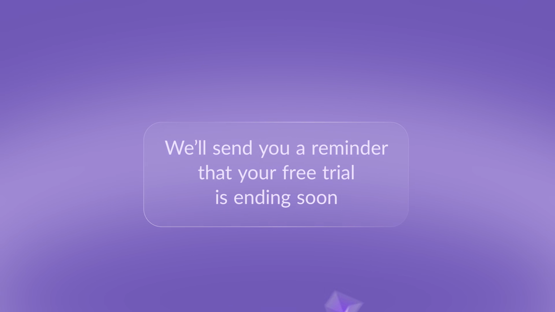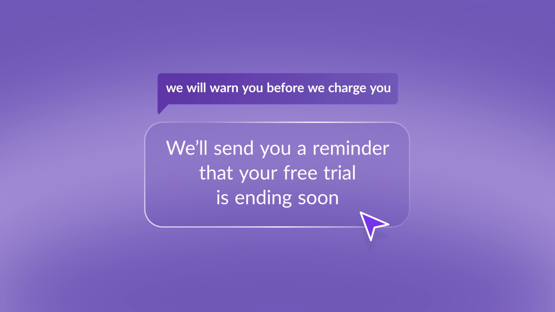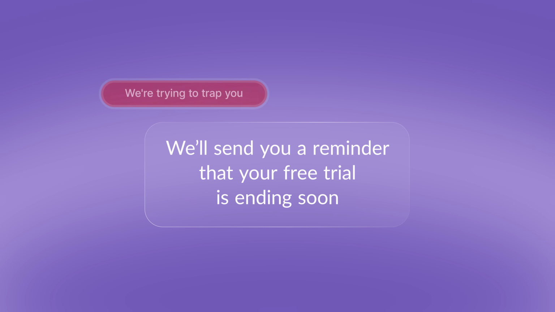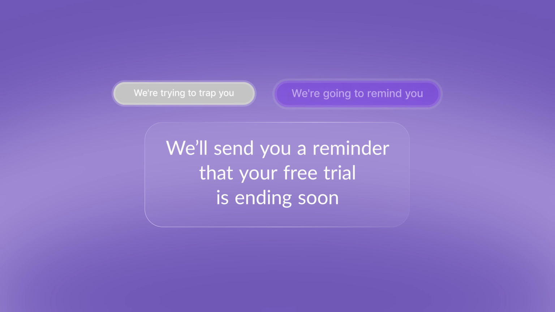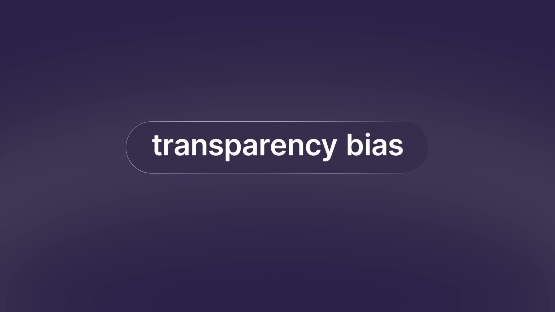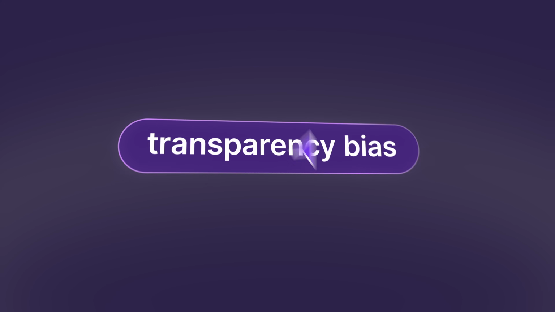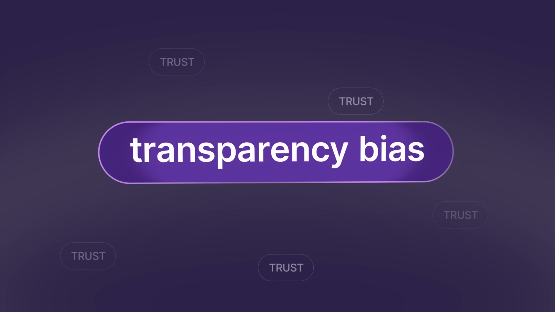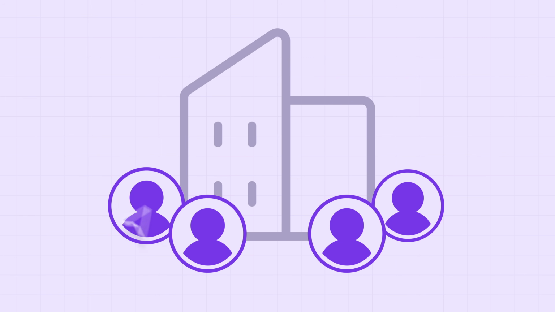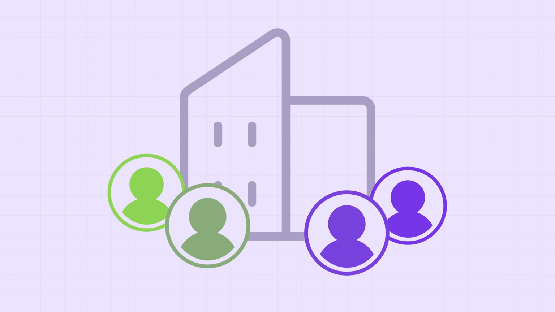Because it says, we will warn you before we charge you. Think about what that communicates. It says, we're not trying to trap you. We're actually going to remind you so you can make an informed decision. This triggers something called transparency bias. When a company proactively reveals a potential downside, users trust them more, not less. It feels like the company is on your side, and a user who trusts you is a user who converts.